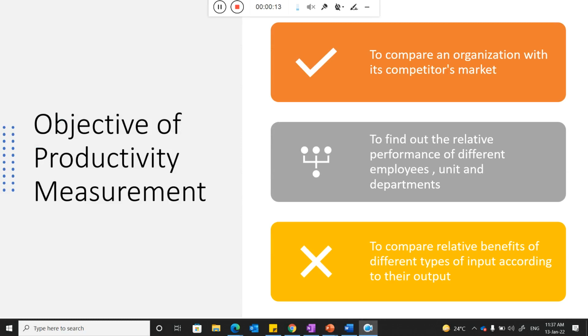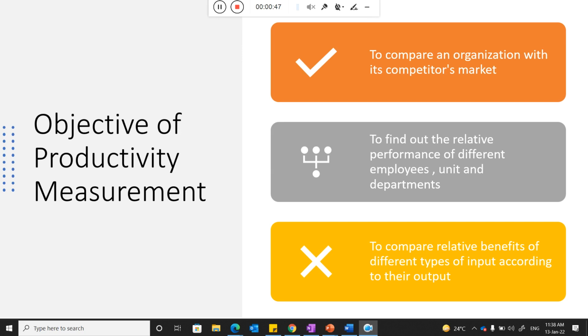So, to compare an organization with its competitor in the market, assume that there are two manufacturing companies that produce the same type of product. How can you compare these two companies by use of productivity? By measuring the productivity of both organizations, you can easily measure the difference between them, which one is the best, and how we can improve. So first you need to measure the productivity, right?